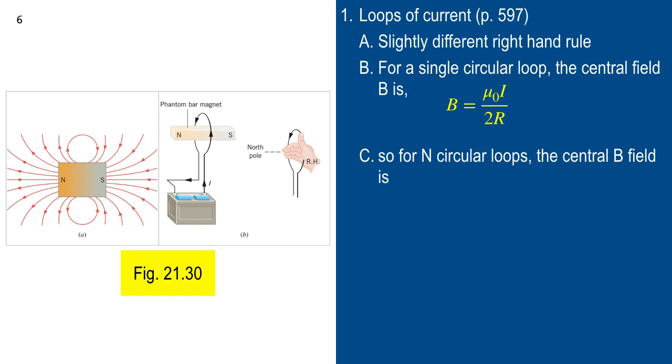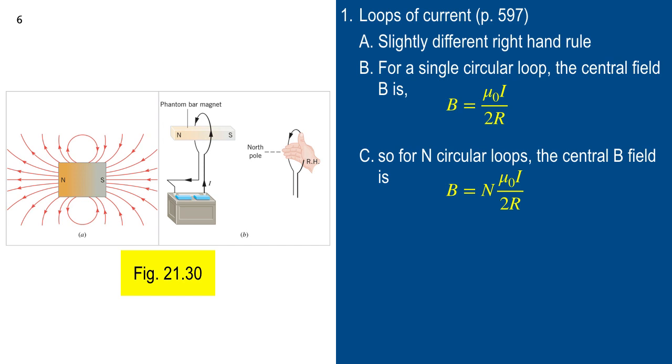Now if you have a bunch of circular loops, capital N, the number of circular loops, you just multiply that result by N. So if you have a bundle of loops taped together, they form a really nice electromagnet, and stuff will get sucked into it, like a tiny piece of steel, a screw or something like that. If it's strong enough, it'll get sucked right into the center of it from either side.